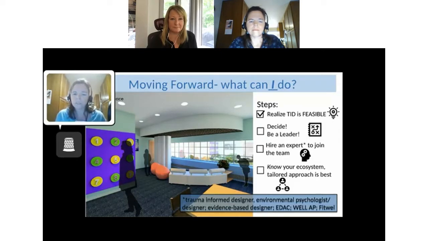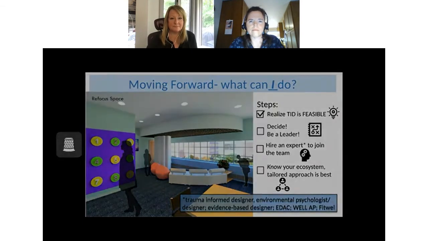There are trauma-informed designers, environmental psychologists, environmental designers, evidence-based designers, people with EDAC, WELL AP or Fitwel certifications, and remember to know and learn your ecosystem. Come at it with a blank slate if you're an ethnographer. Really get a tailored approach so that you can meet the needs of your population most optimally.